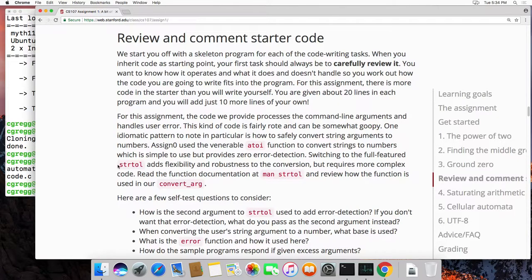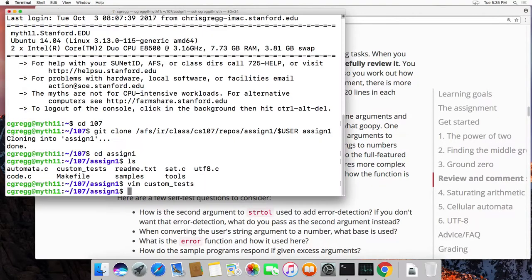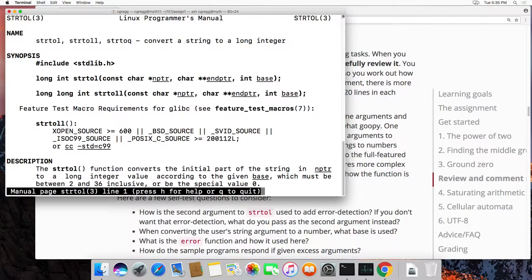There's another function called strtol, string to long, which is much more robust. It allows you to put things like hexadecimal numbers and so forth, and it is able to do the conversion. But you have to figure out how it actually works. So go ahead and do man strtol and see what it says. If you do man strtol, it tells you where to find it and what it does.